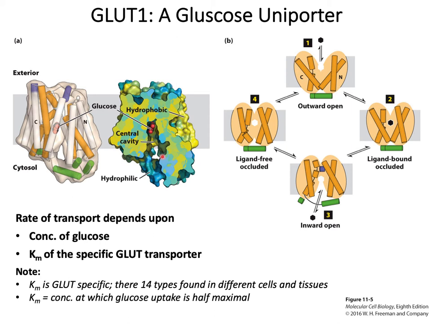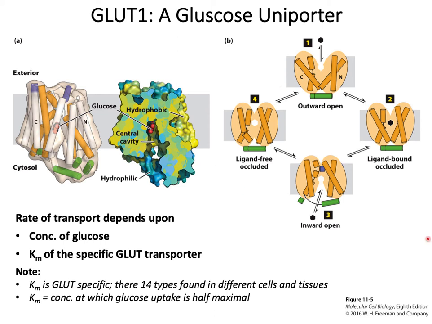So to understand the functioning of GLUT1, please recap from your prereq material about enzyme kinetics what is meant by the Km and Vmax of the enzyme. The Km is the concentration of a substance, here it is glucose, at which the rate of glucose uptake by this transporter is half maximal, or half the Vmax. And this depends upon the affinity of the transporter.